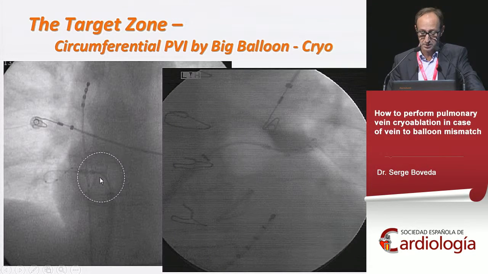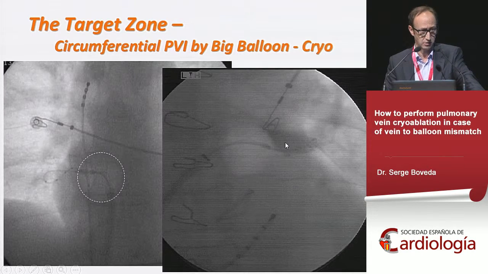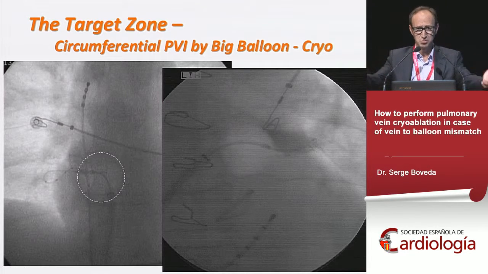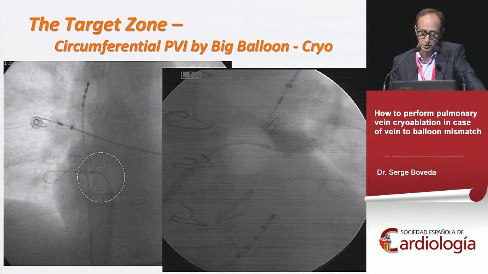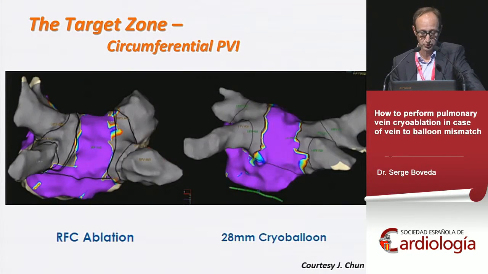And when you inflate the balloon and when you are injecting the vein in order to see that you are occluding the vein, you can see very easily that the balloon is at least twice the dimension of the vein. So you can suppose that your lesion is much bigger than the vein you are treating. The lesion is in fact very antral when you use the big balloon, of course.